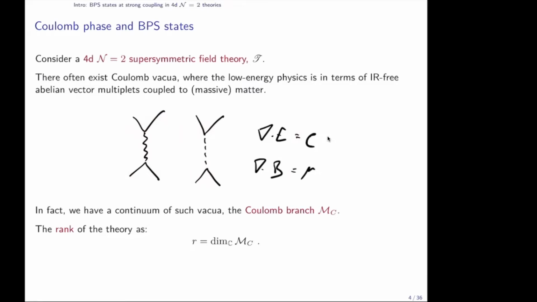And we often have a continuum of such Coulomb vacua, so that's the Coulomb branch. And by definition, the rank of an N=2 theory is the complex dimension of its Coulomb branch.